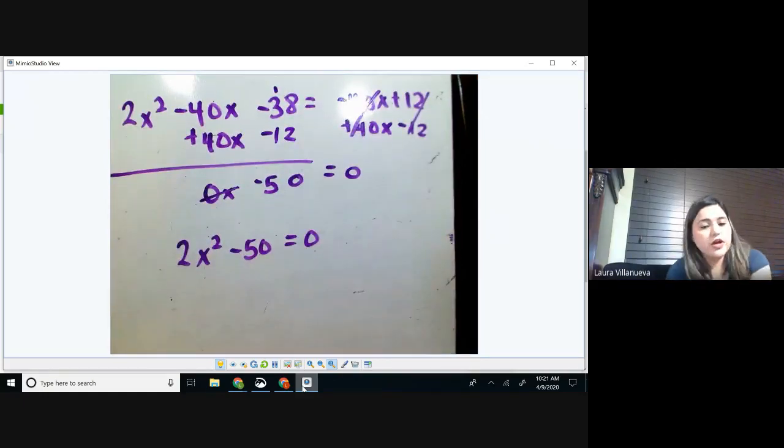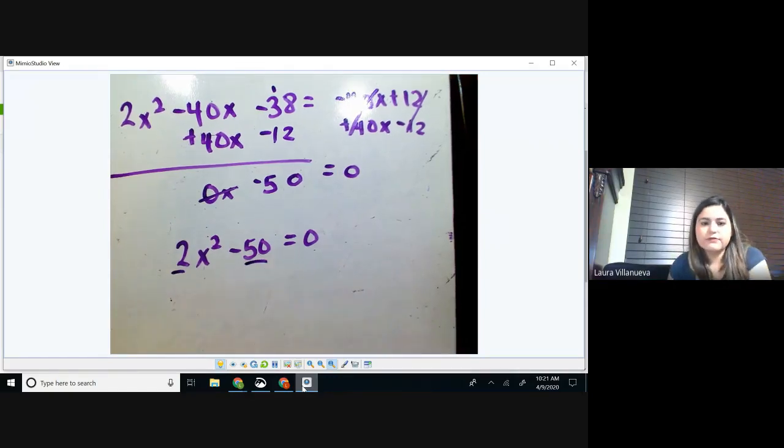You do not have to factor here. You can if you want to. You can move the 50, but I think since you're already so used to factoring, I'm going to go ahead and take out. What number can you take out from there?